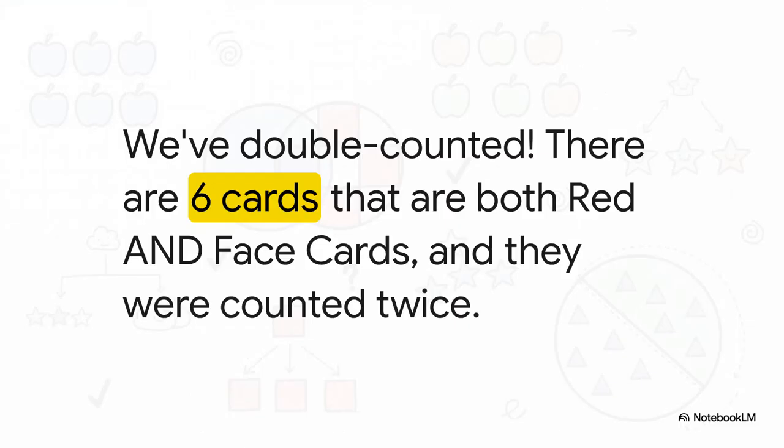Why? Aha! Here's the catch. We've counted some cards twice. Think about it. The Jack, Queen, and King of Hearts, and the Jack, Queen, and King of Diamonds. Those 6 cards are both red and they're face cards. So they got counted in our face card group, and they got counted again in our red card group. We've got to find a way to fix that double count.